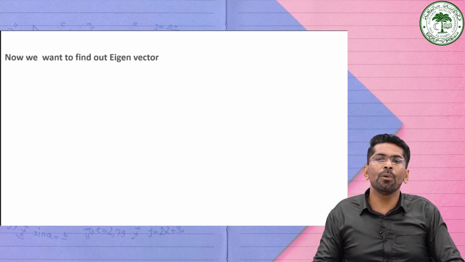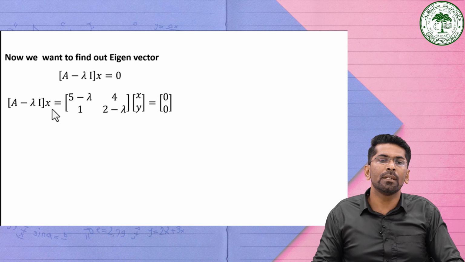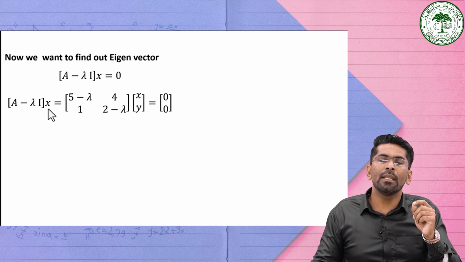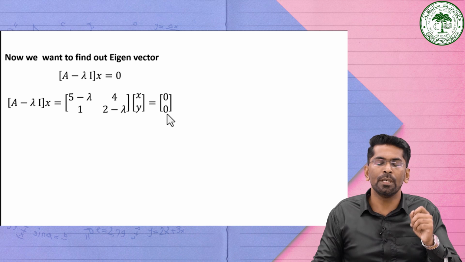So here we are going to write the characteristic equation by adding the variable matrix, that is A minus lambda I, multiplied with the variable matrix x, which is equal to 0. Here we have already found it is 5 minus lambda, 4, 1, 2 minus lambda, because we estimated it earlier. Then we multiply with the variables x and y, which is equal to 0. So we are putting 2 zeros here.